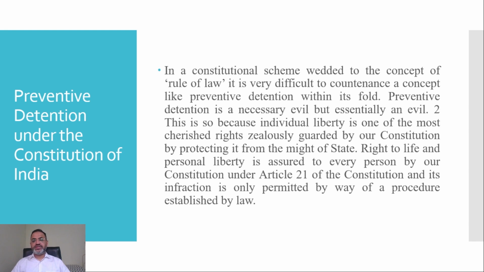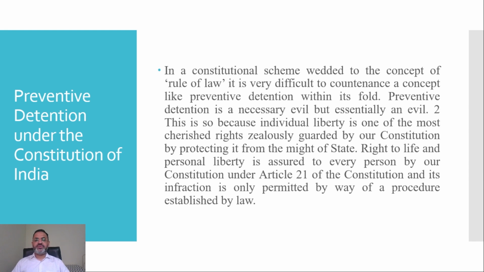Right to life and personal liberty is assured to every person by our constitution under Article 21, and its infraction is only permitted by way of a procedure established by law. So this passage is telling us how difficult it was to reconcile the idea of preventive detention with our constitutional scheme, which is wedded to the concept of rule of law. It has only been accepted as a necessary evil because a person is not suspected to have committed a crime. So the person is not accused, and yet on the likely apprehension, the person is put behind bars, is detained. That's why this is very difficult to reconcile.